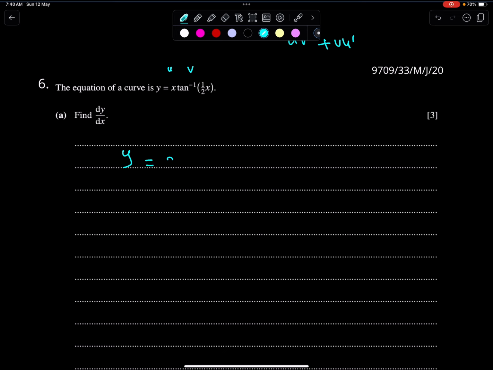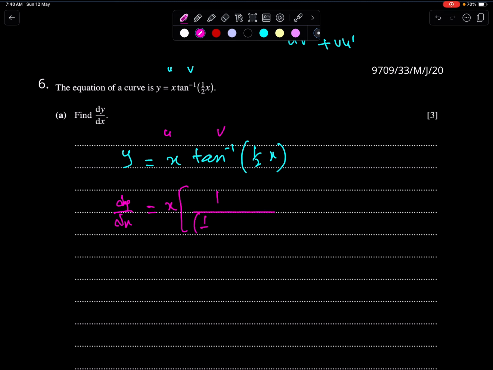So y is x tan inverse half x. This is u, this is v. When we differentiate y, we'll get dy upon dx. Copy x according to uv rule and then differentiate v. The differential of tan inverse half x is 1 upon half x whole square, plus 1 is the part of the formula, and the differential of half x is half. This is the way to differentiate inverse tan functions.